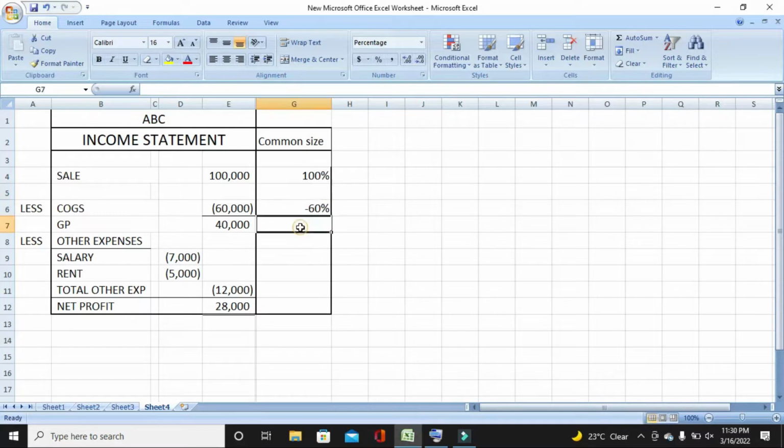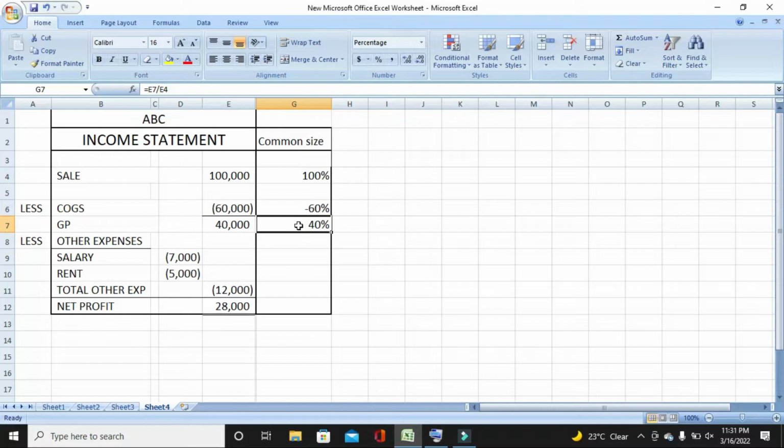So let's calculate it. It is 40,000 divided by 1 lakh rupees, which is 40%. So our gross profit is 40% of the total sales. If we made a sale of 100 rupees, out of that 40 rupees will be considered as our gross profit. So let's compare our salary with our total sales, and see how much salary we have consumed in generating these sales.